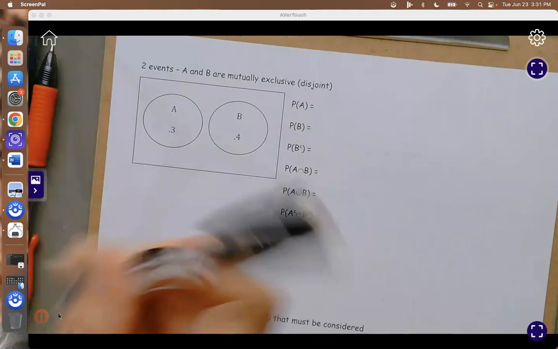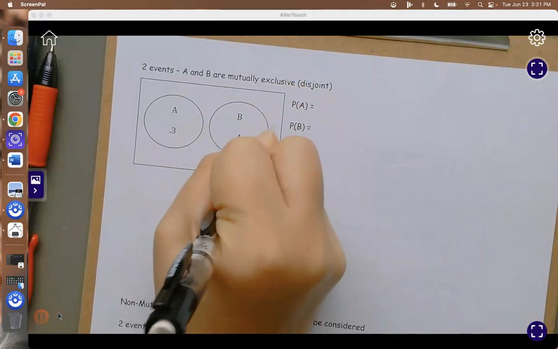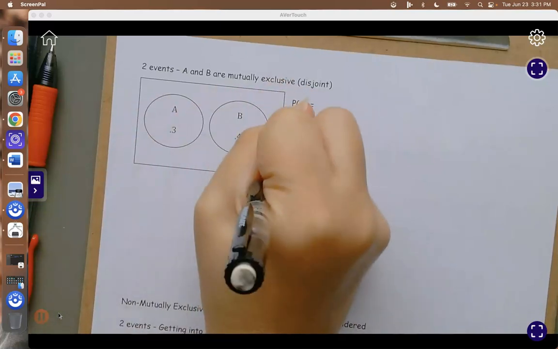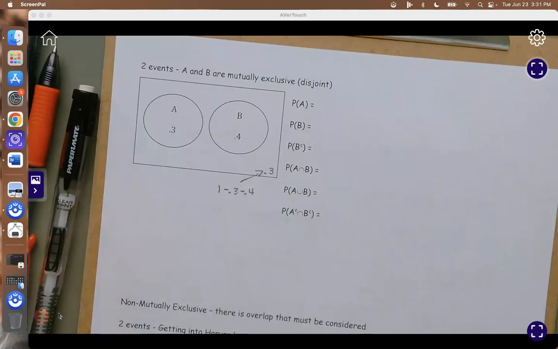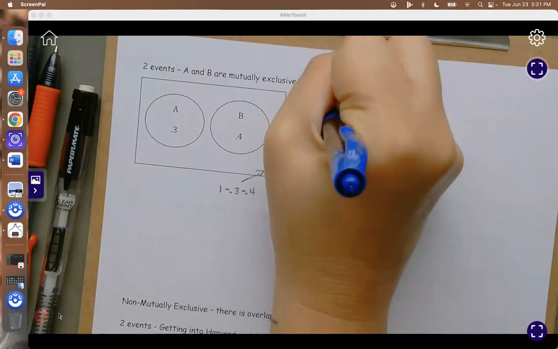So let's go ahead and do that. So we do 1 minus 0.3 minus 0.4. So together they're 0.7. So that leaves me with 0.3. Okay, so now we're ready. We've got everything filled in, so we're ready to go. What's the probability it's going to be A? Well, that's 0.3.